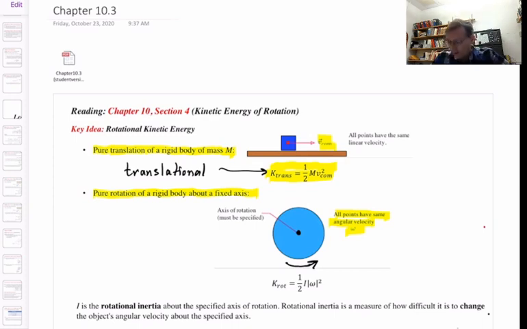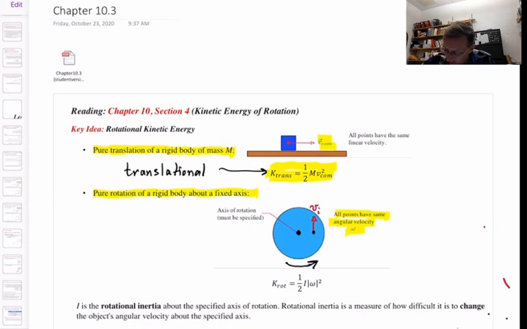Okay, so how do we get a formula for the kinetic energy of all the little pieces of this disk as they go around and around in a circle? Let me draw one of the pieces. It'll be an arbitrary one. We'll draw it with a red dot right there. That's one of the little pieces of the disk. And at the instant I'm drawing the picture, that little piece has a velocity.